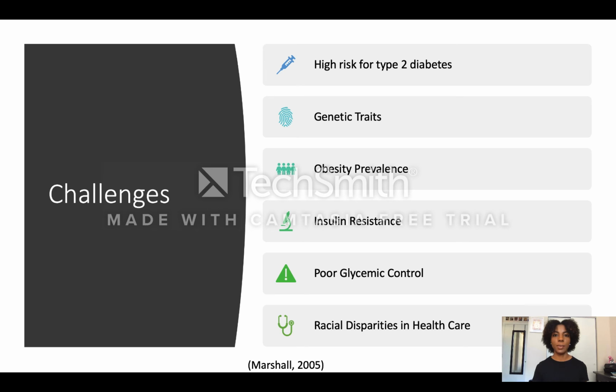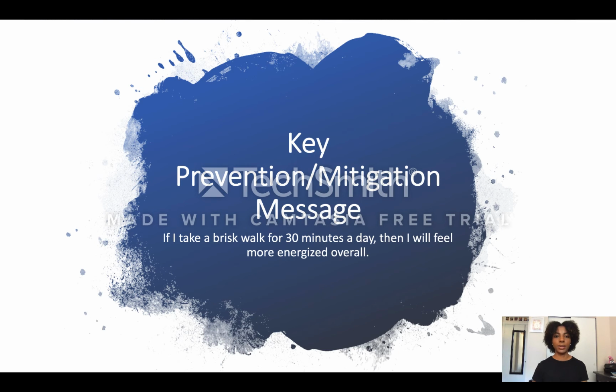And here are some of the challenges that this population faces in relation to acquiring type 2 diabetes. They have a high risk for type 2 diabetes, genetic traits, obesity prevalence, insulin resistance, poor glycemic control, and racial disparities in healthcare. And here's the key prevention message.